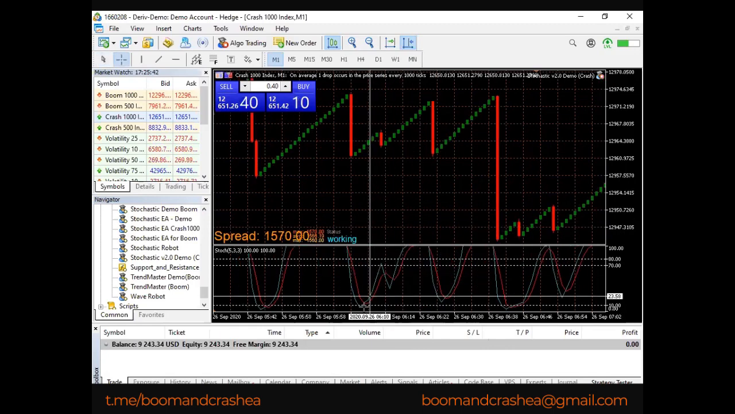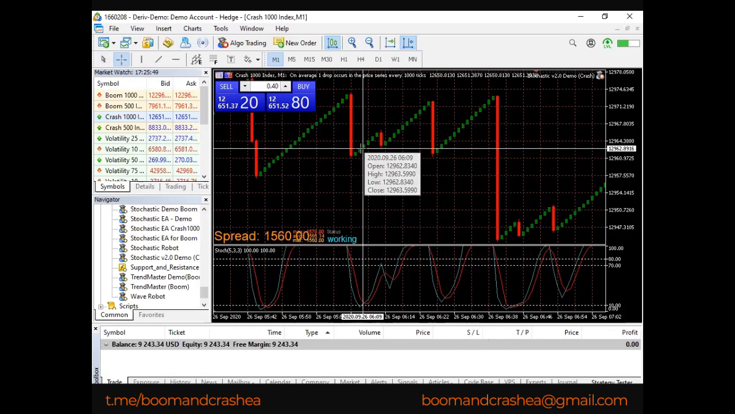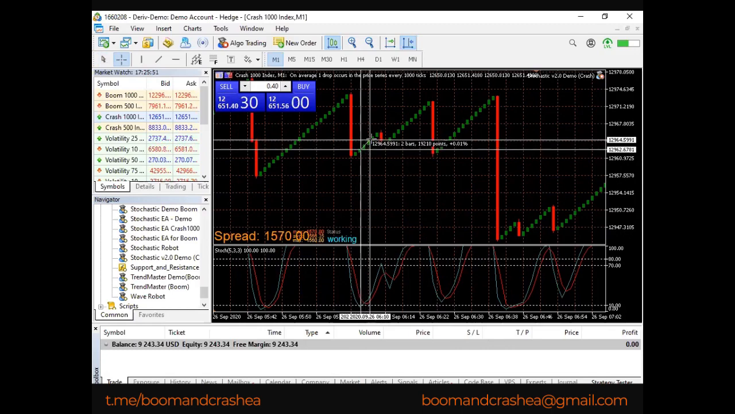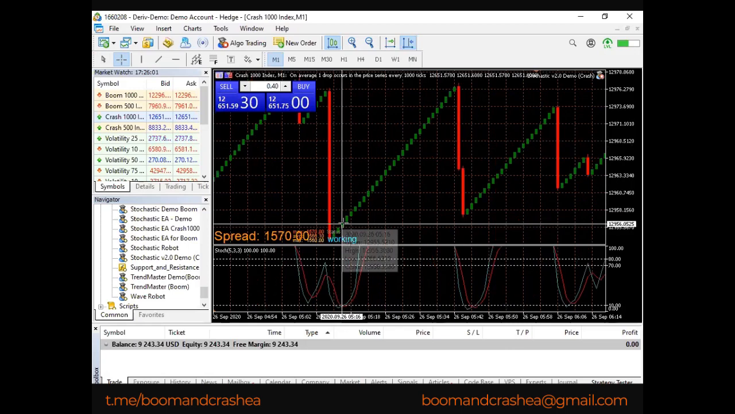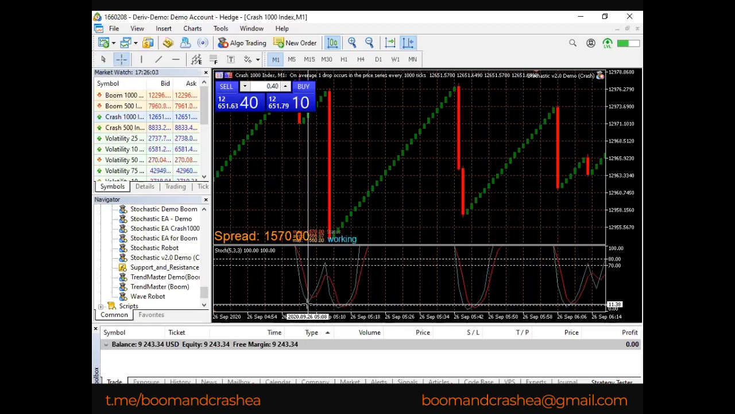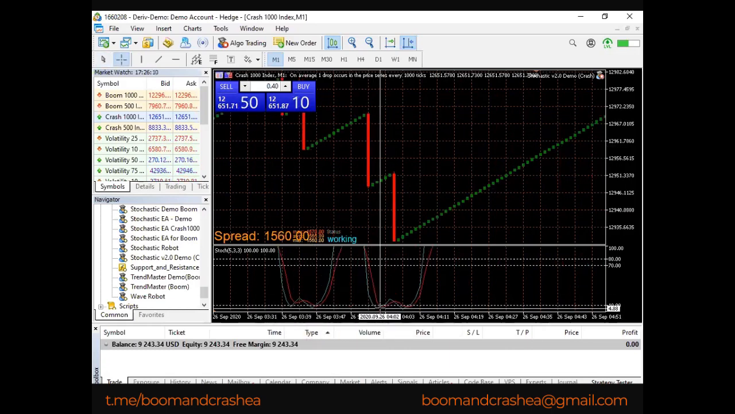Then you come here, right at this point, the light green line crosses above 10, it's going to buy here, it's going to buy here and sell for approximately 2 to 3 candles and then close. So that's how it works. It's going to buy here, sell for approximately 2 to 3 candles and close. The same thing here. This did not cross above the 10, so it's not going to buy here. So this is how it works.